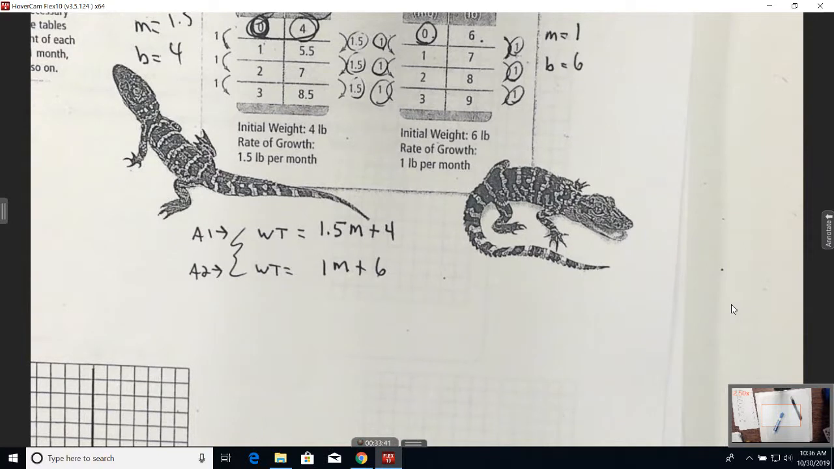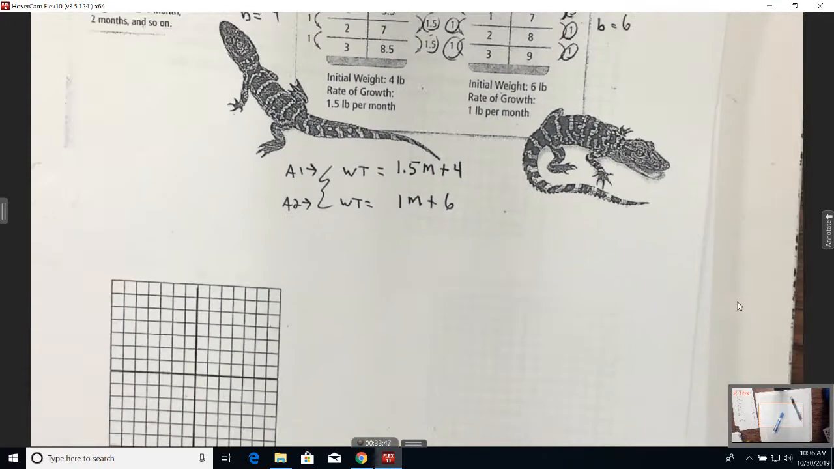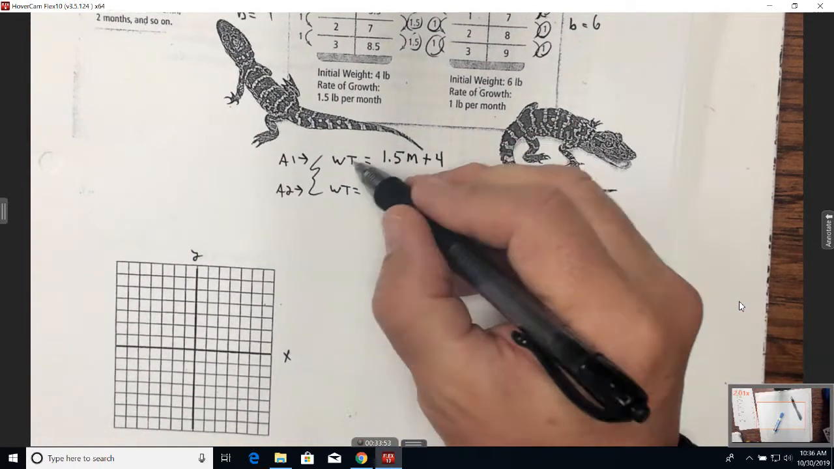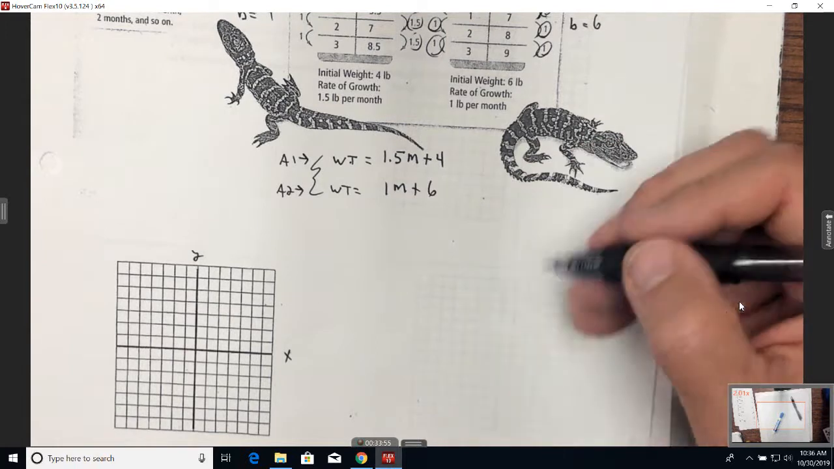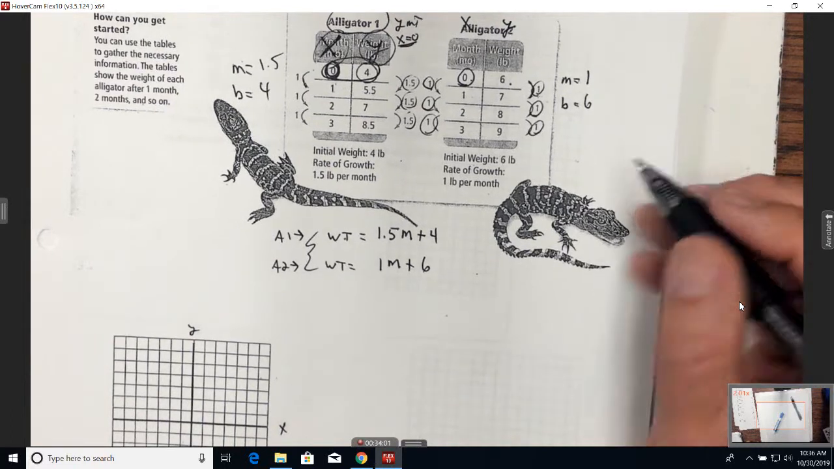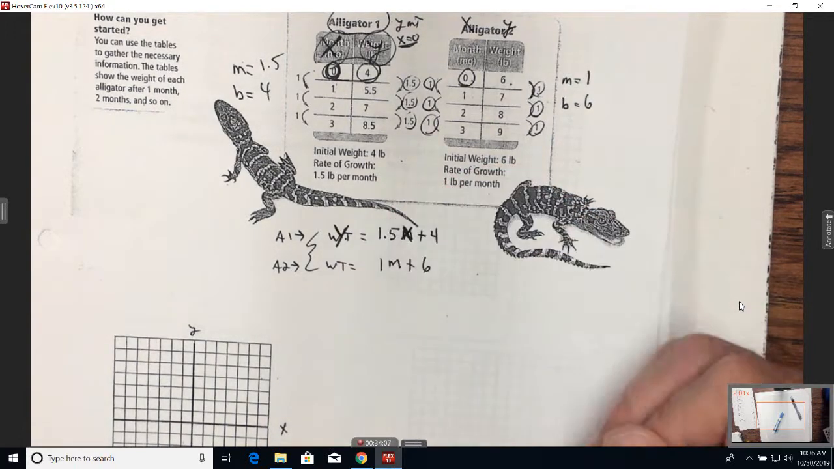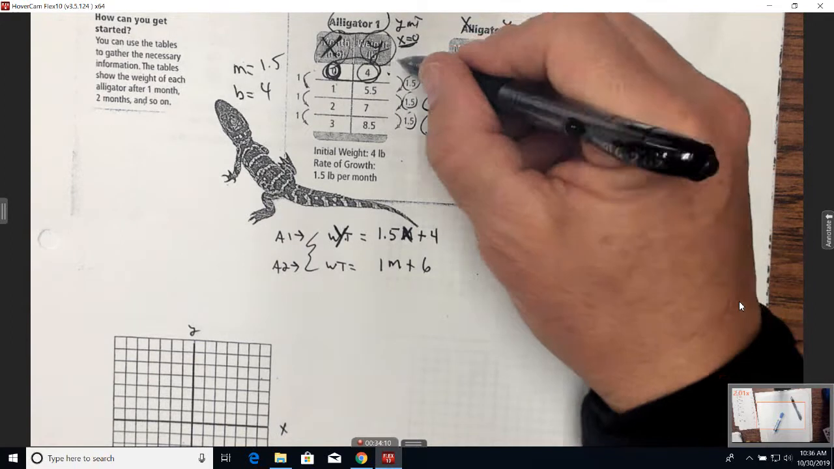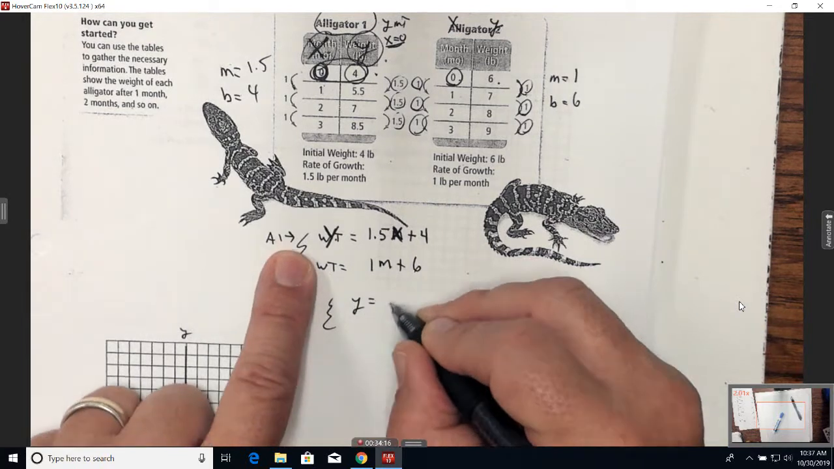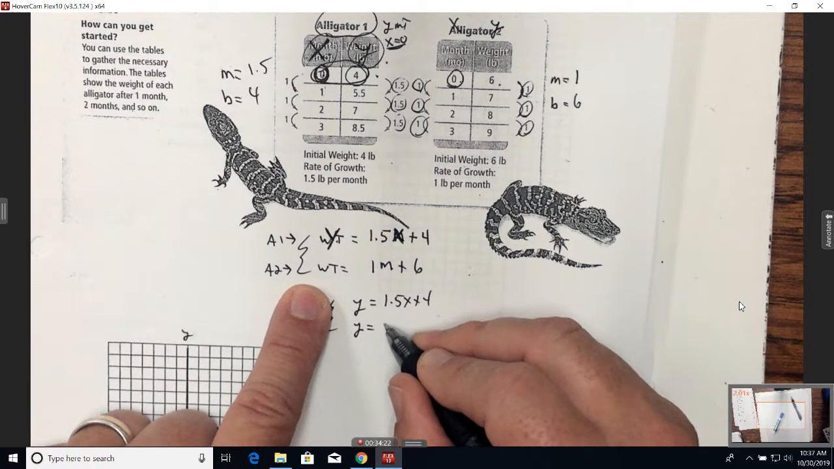Now, if I'm going to use a graph to solve this, the problem is I don't have an M and a W coordinate plane. See, this is my x-axis, this is my y-axis, so if I'm going to graph these, I can't leave this as weight in M. I need to rewrite it in terms of what? X and y. So my x is the what? Months. My y is the weight. The weight depends upon the number of months. That's the dependent variable, that's the independent variable. So really, my system of equations would be y is equal to 1.5x plus 4. And what would this one be? The weight of alligator 2 is what?